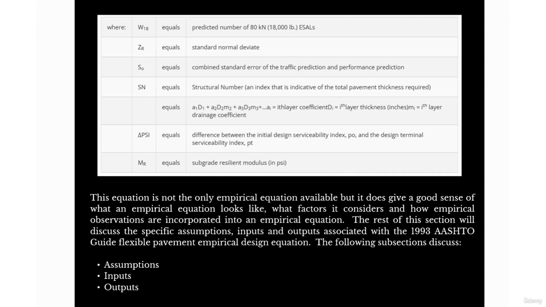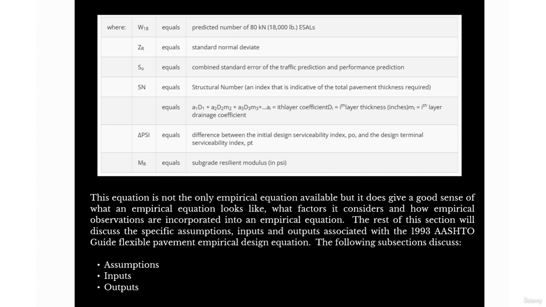Up until the ith layer coefficient, D is equal to the ith layer thickness and the ith layer drainage coefficient. And then the delta PSI, that's the difference between the initial design serviceability index and the design terminal serviceability index. So that's the difference between where you started and when it's going to fail, when the road is no longer serviceable, it will no longer be used. Then MR is the subgrade resilient modulus in psi.